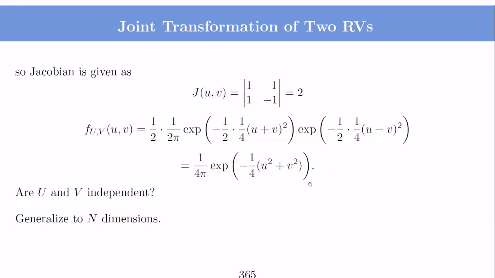It turns out that this is also a product of two individual PDFs, which means u and v are also independent. You can also say that u and v are also Gaussian distributed. This result can also be generalized to n dimensions, where you take n Gaussian random variables and create a joint transformation.